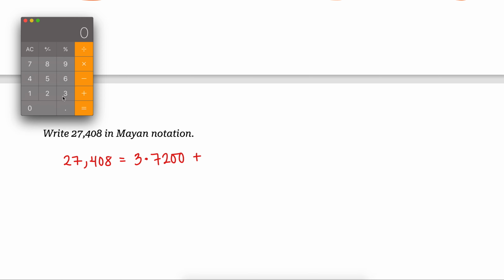Actually, let me do this. 3 times 7,200, I have a real simple calculator here, so I don't want to overextend what it can do, is 21,600. And if I subtract that from 27,408, I have 5,808 left over. So I need to see how many 360s, because that's my next lower place value, how many 360s go into that? Well, it's 16 and some change.